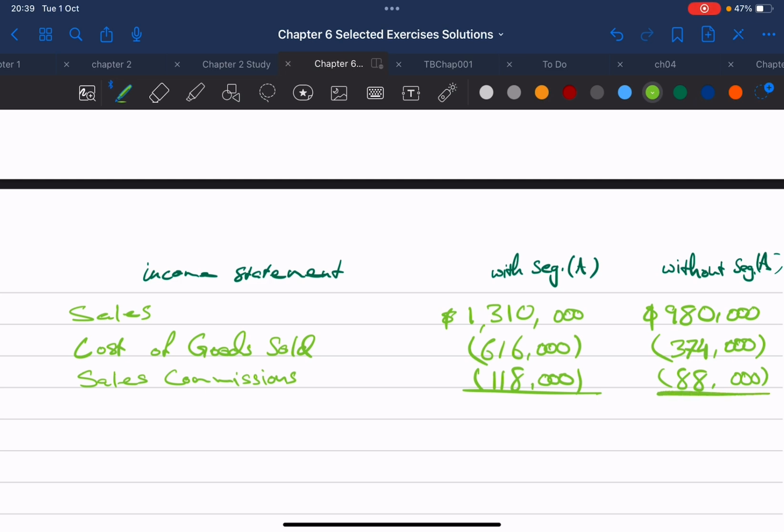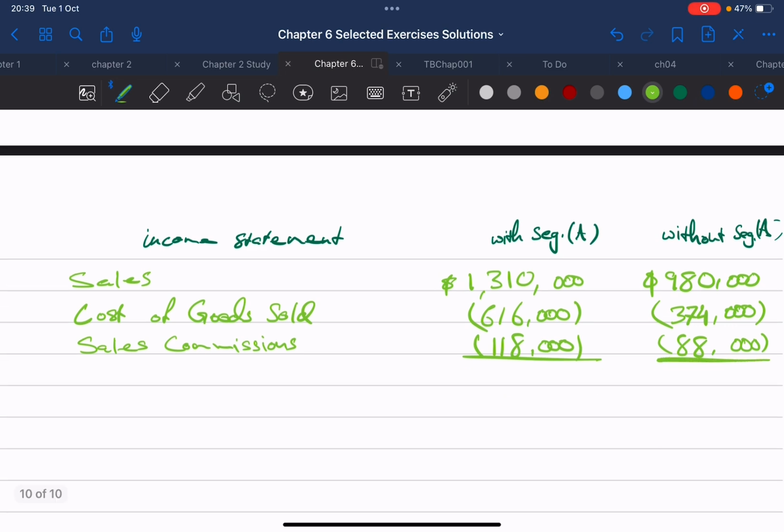Okay. Now again, we can calculate our contribution margin. 1,310,000 minus 616,000 minus 118,000. That's 576,000. Okay. And then 980,000 minus 374,000 minus 88,000. That will be 518,000.